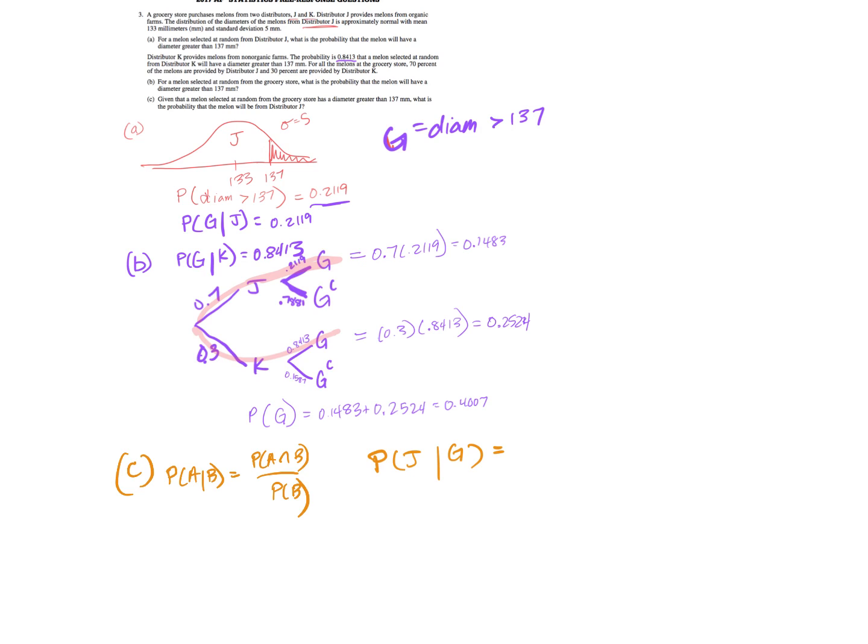Okay, now, if I wanted to use this formula in this setting, what would my fraction look like? Just think of it this way, J and G over P of G. Okay, now let's think through where this goes, okay? 0.1483. J and G happens when I follow the J and G branch, and I end up with that 0.1483. Is everybody with me?